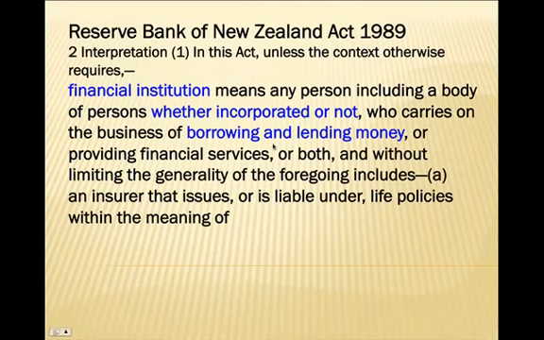And so we'll go to the Reserve Bank of New Zealand Act 1989 and see if we can glean any more information here. So we go to the interpretation section, section 2(1), where it says, in this Act, unless the context otherwise requires, financial institution means any person, including a body of persons, whether incorporated or not, who carries on the business of borrowing and lending money. That's all a financial institution does, is carry on the business of borrowing and lending money or providing financial services. But that's not so important. The most important part we're looking for there is who carries on the business of borrowing or lending money.